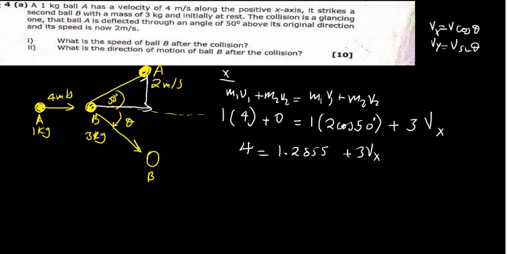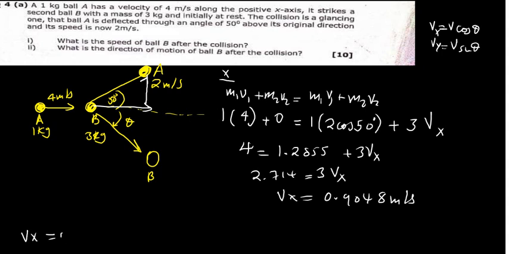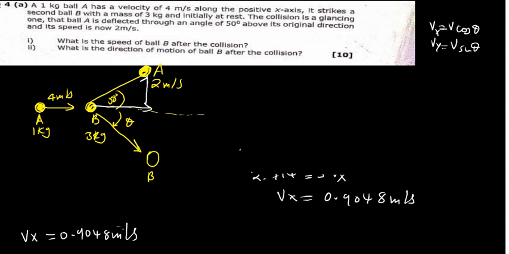If I take the 1.2855 to the other side, it will be 4 minus 1.2855. That is going to give us 2.714. That will be equal to 3 vx. To find vx, we divide both sides by 3. And that will give us 0.9048 meters per second. You can just put it here. We can now go and work in the y. Also, we find the y component of the velocity of B.